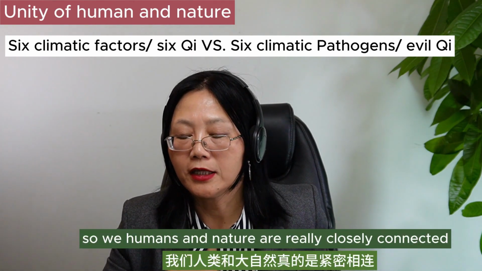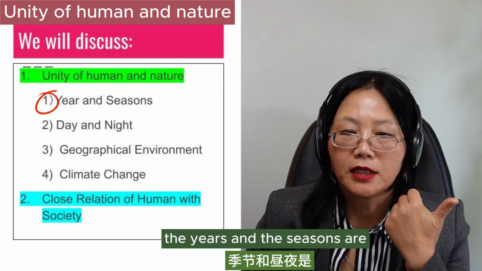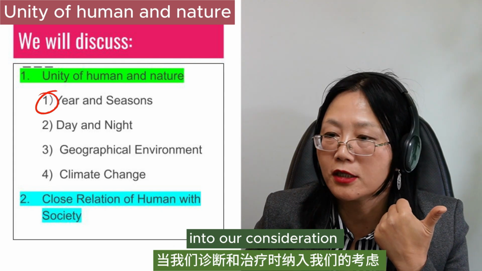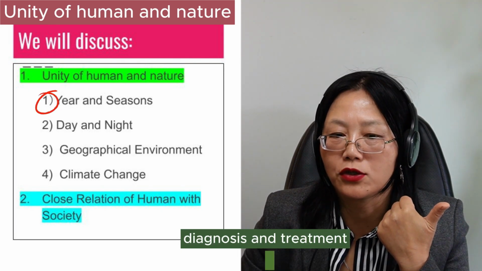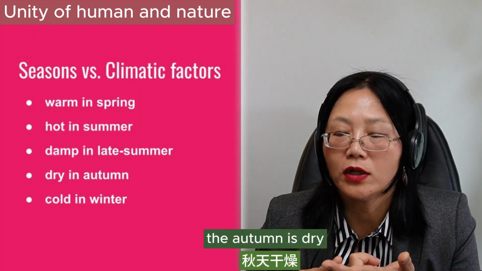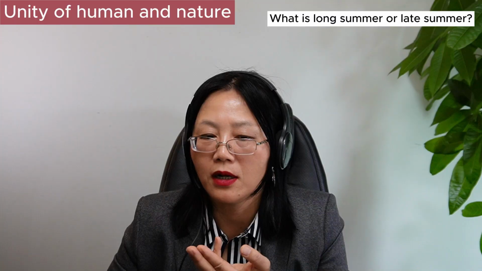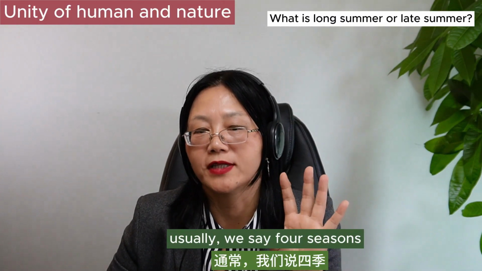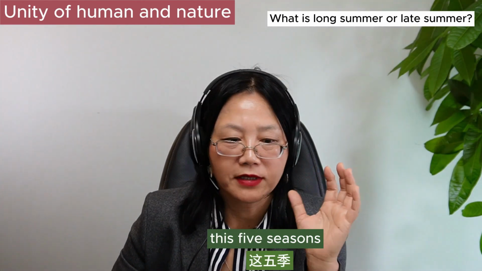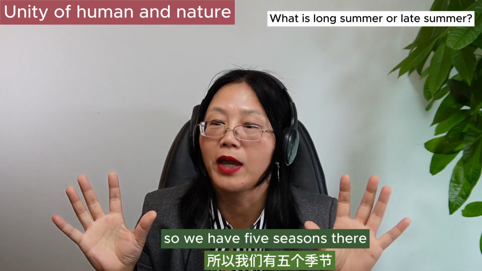We humans and nature are really closely connected. When thinking about this, the years and the seasons are major factors we need to take into consideration when making our diagnosis and treatment. Common sense tells you that spring is warm, summer is hot, autumn is dry, winter is cold. There is another idea called long summer or late summer. Usually we say 4 seasons, but in traditional Chinese medicine, we say there are 5 seasons. These 5 seasons match the idea of the 5 elements, because there are 5 elements, so we have 5 seasons.